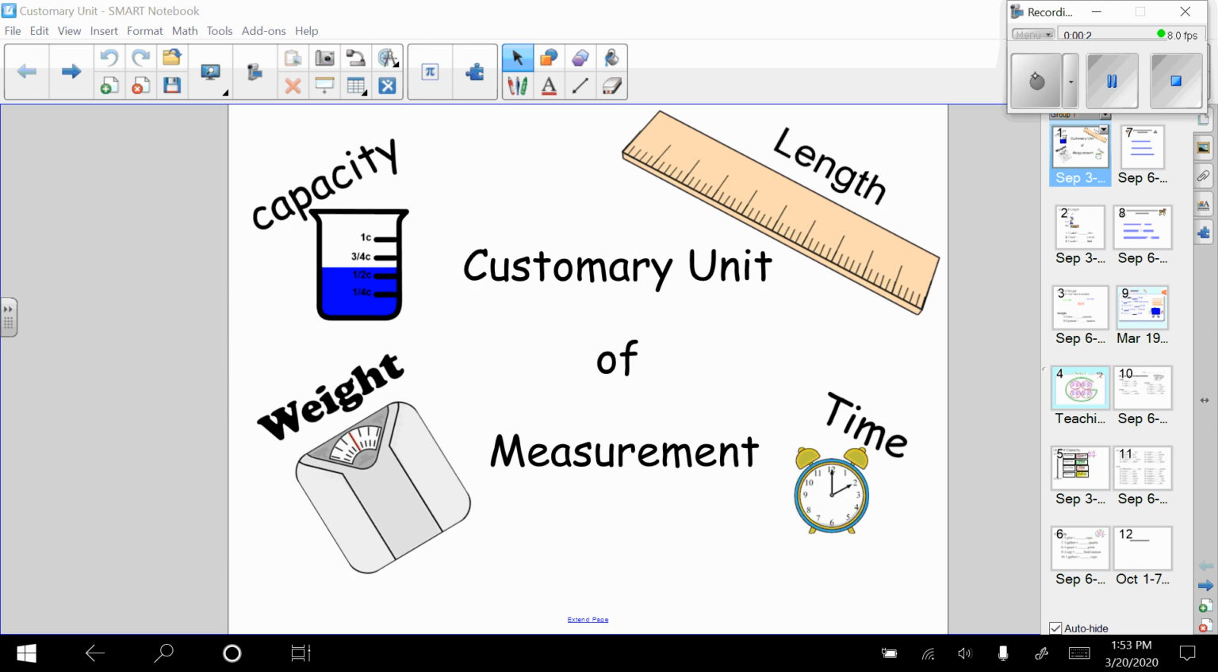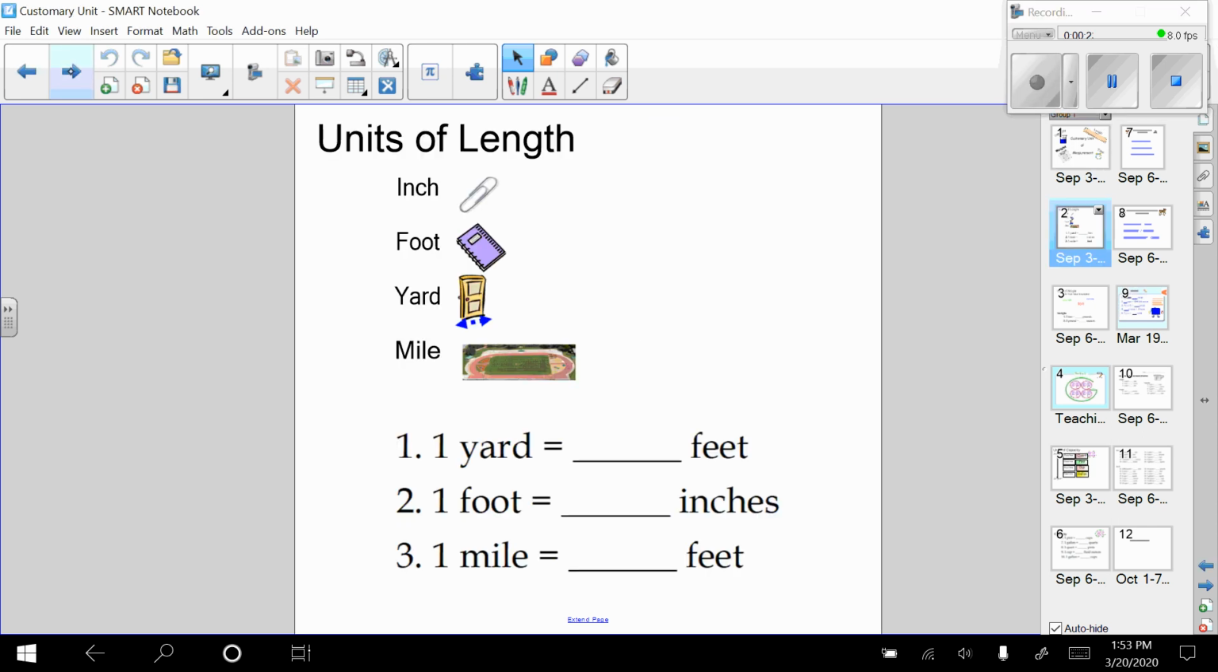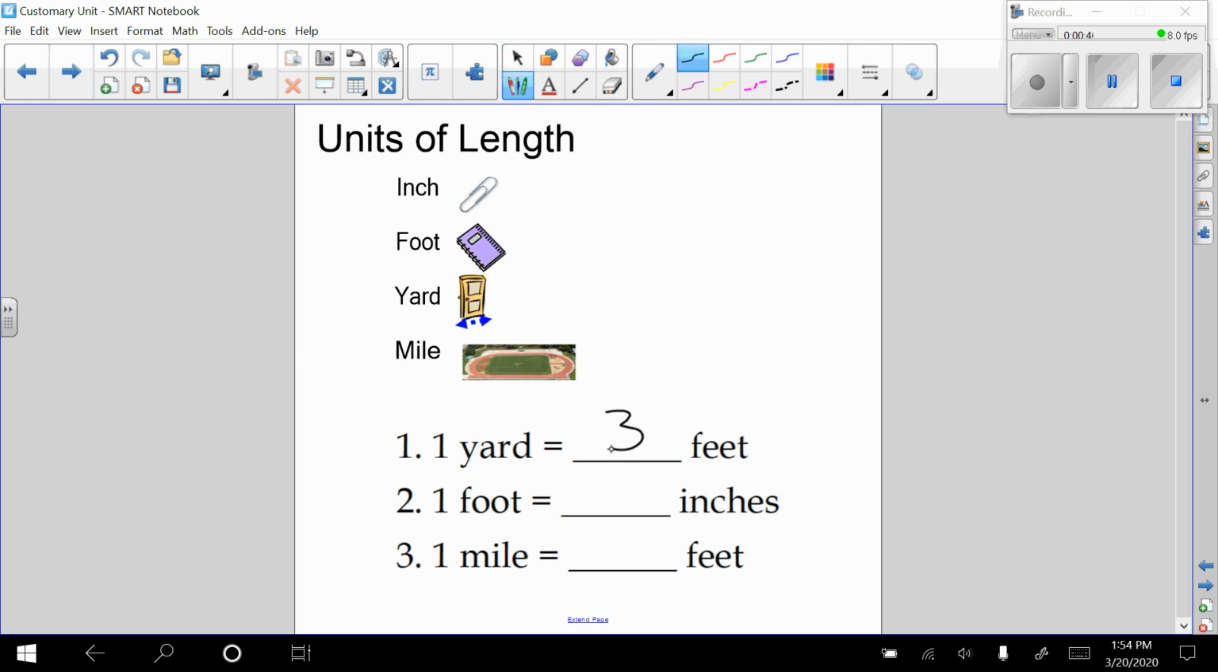Be sure you have a piece of note paper. Be ready to go. So what do we already know about the units of length? We know that length comes in inches, by the foot, by the yard, or by the mile. So when we talk about things, those are the units we use. So what do we know about them? 1 yard is the same as 3 feet. 1 foot is the same as 12 inches. And 1 mile equals 5,280 feet.